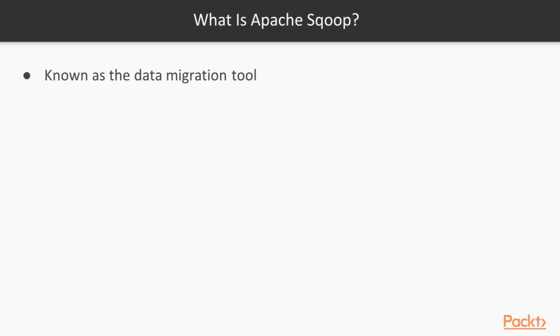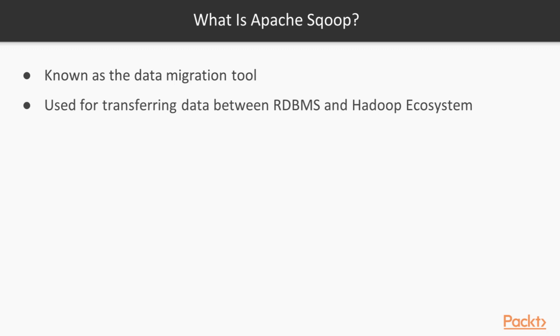The first point is, it is known as the data migration tool. In the Hadoop ecosystem, if you want to bring data from outside into Hadoop, or if you want to send data from Hadoop out, then we use Apache Sqoop, and that's why it is known as a data migration tool. The second point is, as I already told, it is used for sending data in and out of Hadoop, and the source or destination can be an RDBMS. So Sqoop is used for transferring data between RDBMS and the Hadoop ecosystem.